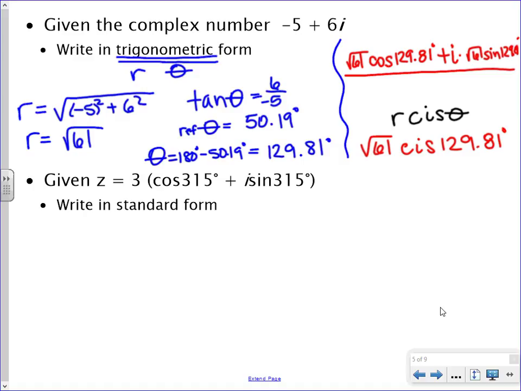Okay? So if we're going to write this into standard form, this is probably the easiest way to switch forms. All we have to do is evaluate the cosine and sine of 315 and distribute that r through. So we have 3 times the cosine of 315 degrees. Caroline, what is that? What's the reference angle for it? 30, 45, or 60?